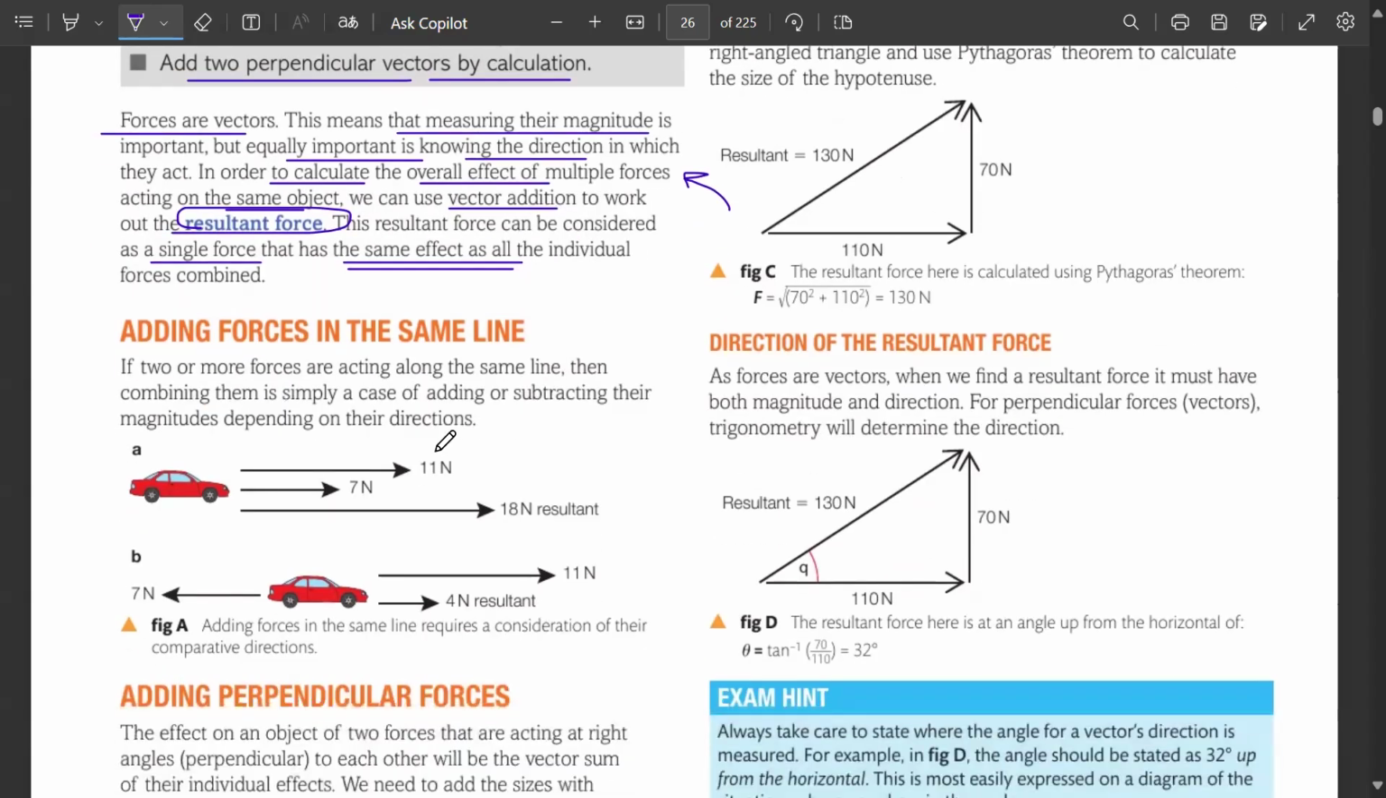For example, two forces acting in the same line, 11 Newton and 7 Newton. Now, if they are in the same direction, we're going to add them up and it becomes 18 Newton resultant. But what if they are opposite in direction? 7 Newton acts on the left, and on the right we have 11 and 4 Newton acting. So 11 plus 4 is 15 on the right and 7 on the left. So 15 minus 7 would give you 8, and the resultant would be towards the right direction because 15 was the greater number.